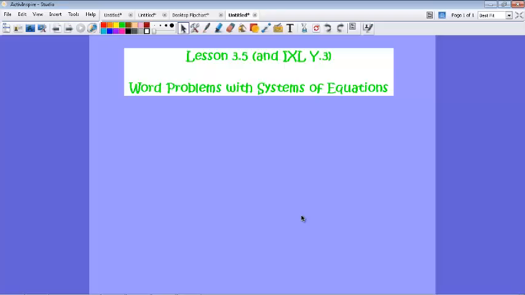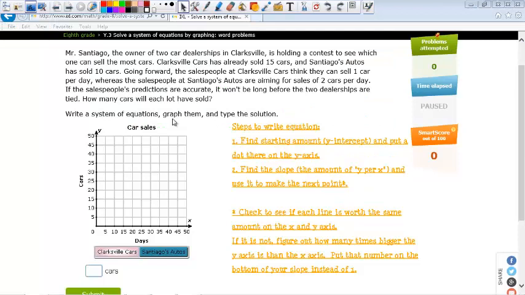Hey everybody, I wanted to talk to you today about lesson 3.5, and it also will help you with IXL Y3. And this is the lesson about making a system of equations out of a word problem. And in IXL, we use graphs to figure out the answers to some questions. So we're going to take a look at an IXL problem from this section and talk through what you need to do.